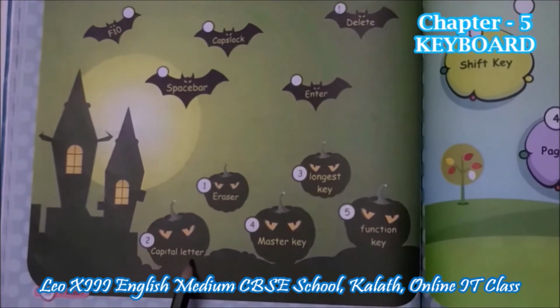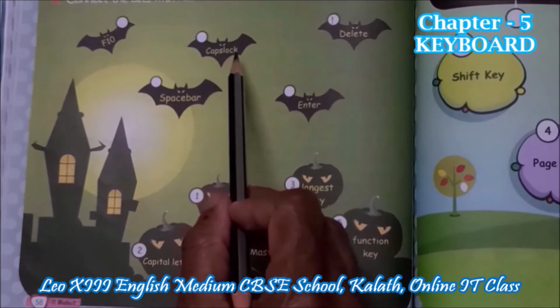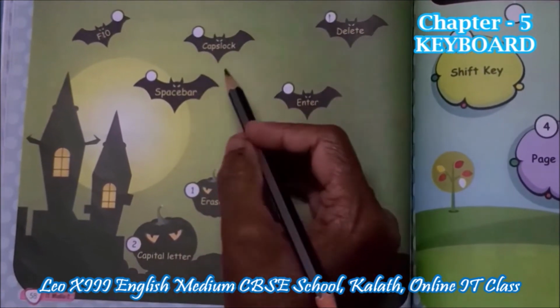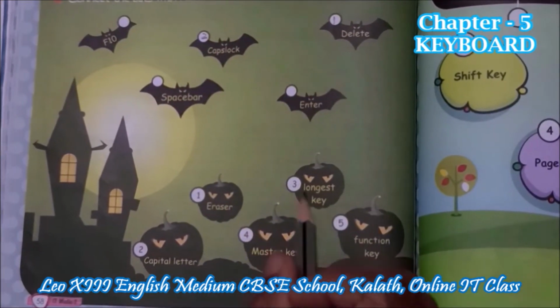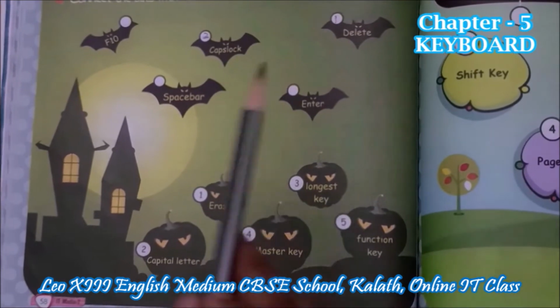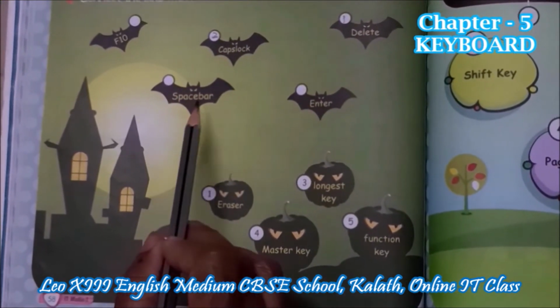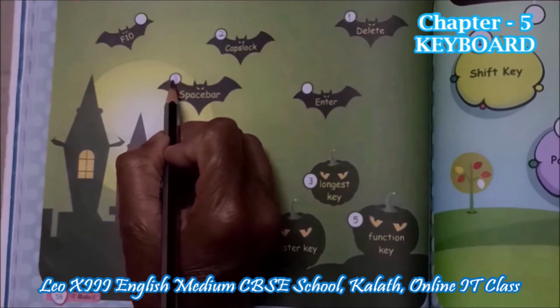The next is capital letter. We learned that caps lock is used to get capital letter. So all should write here 2. Number 3, the longest key. Which is the longest key? Spacebar is the longest key. So all should write 3 in this circle.